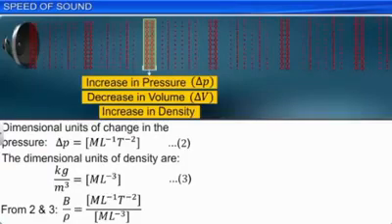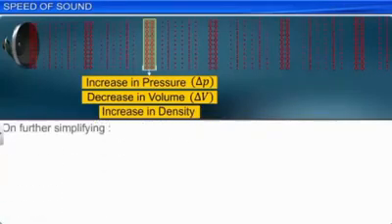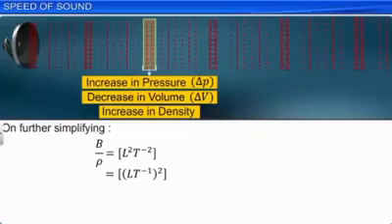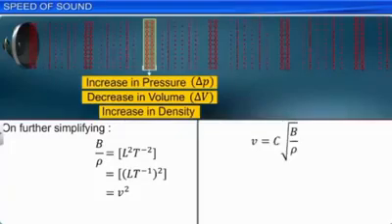Therefore, V can be written as the product of C and root B by ρ, where C is a dimensionless constant, which is equal to 1. This can be written as V is equal to the root of B by ρ. Let this be equation 4. Equation 4 implies that the speed of a longitudinal wave in a fluid depends only on the bulk modulus and the density of the fluid.